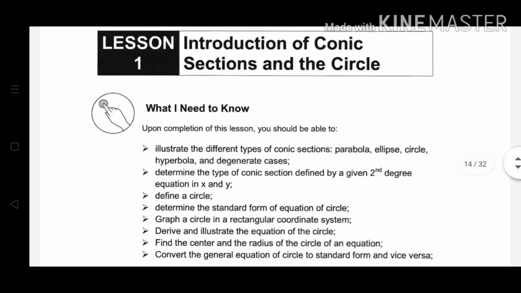Determine the type of conic section defined by the second degree equation in x and y. Define a circle. Determine the standard form of equation of circle. Graph a circle in a rectangular coordinate system. Derive and illustrate the equation of the circle. Find the center and the radius of the circle of an equation, and convert the general equation of circle to standard form and vice versa.